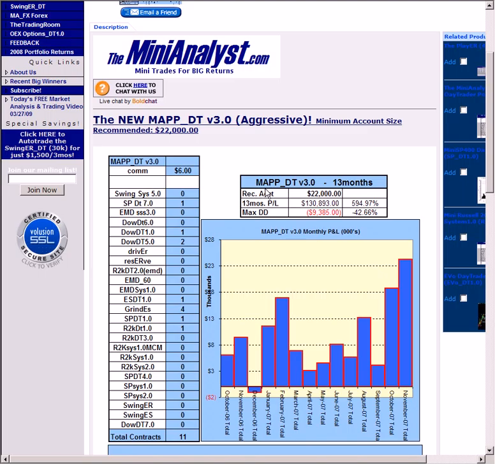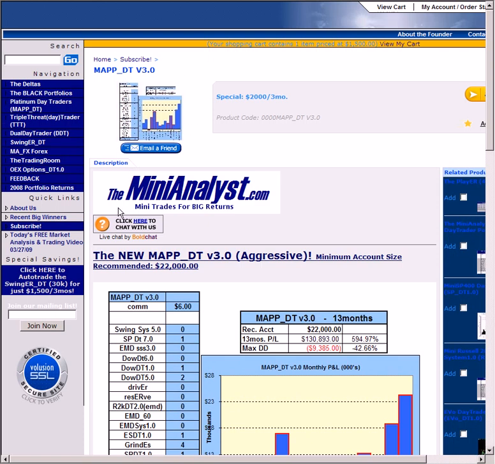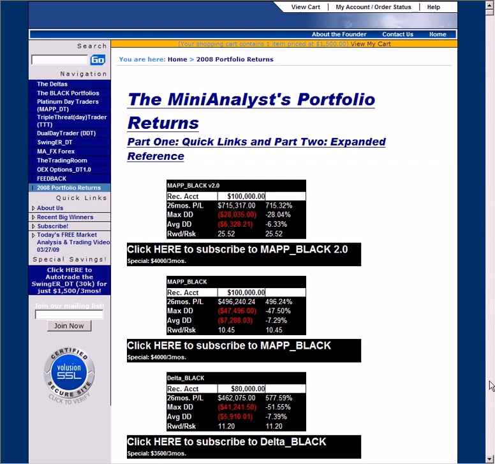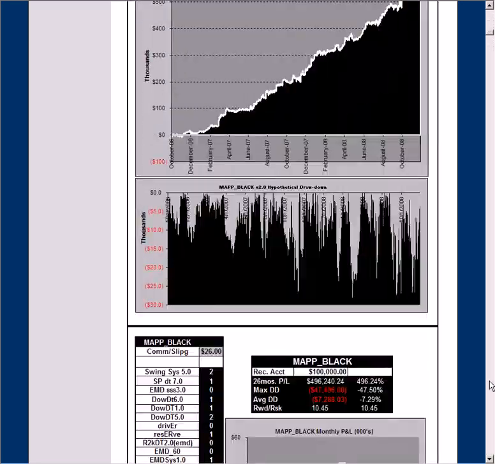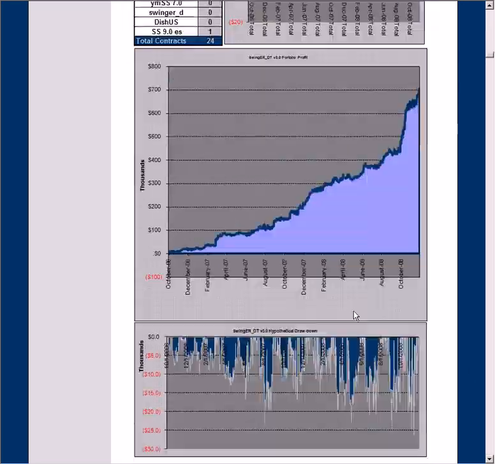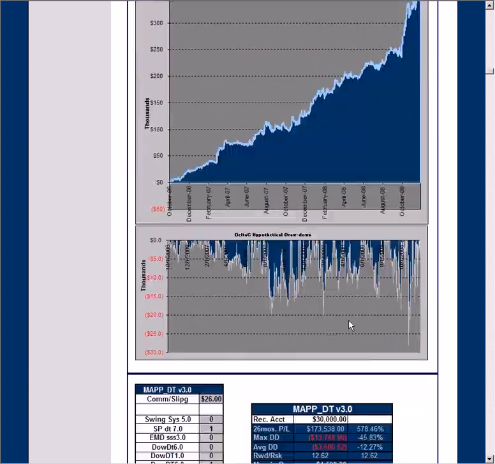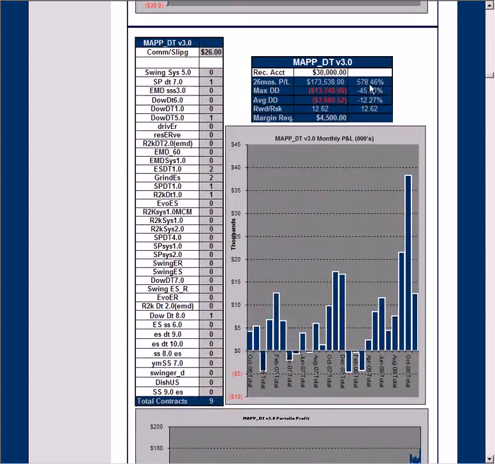Here's the MAP DT 3.0 putting up gains of 600%. Actually, we'll go over here to the portfolio returns. That's actually not quite updated. And we'll just go down here to the MAP DT version 3.0. I'm not sure we're going to have time to do that, but there you go. 600%, max drawdown of 45.83%. That was our recent numbers in November. Again, these numbers will change, but as you can see, that's 1/10 of the yearly gain, given the recent move of probably 50 to 60% in the MAP DT version 3.0.